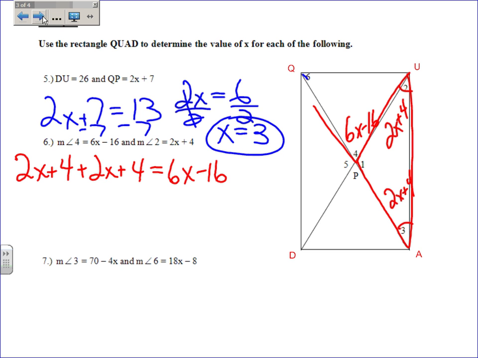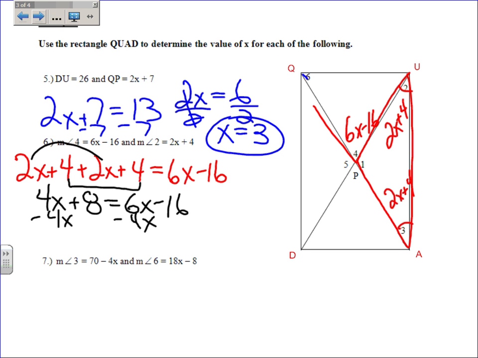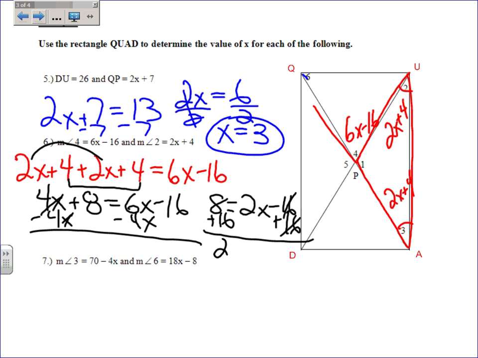All right? So these two can be put together because they're both on the left side of the equal sign, so that's 4x. These two 4's can also be put together, so that's 8. Equals 6x minus 16. Subtract 4x. These cancel. 8 equals 2x minus 16. Add 16. Sorry if I'm going too fast. 24 equals 2x. Just let me know if I need to slow down. X is 12.